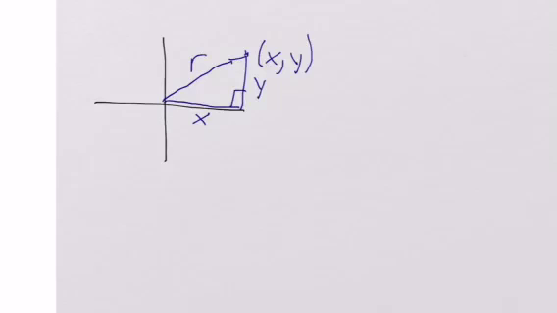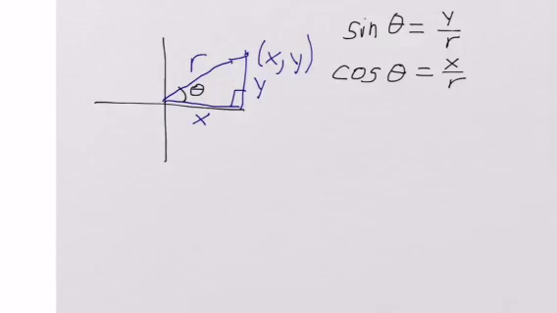Well, we recall from Chapter 1 that the sine of theta, which is down here, is equal to y over r. And the cosine of theta is equal to x over r. And finally, tangent of theta is equal to y over x.